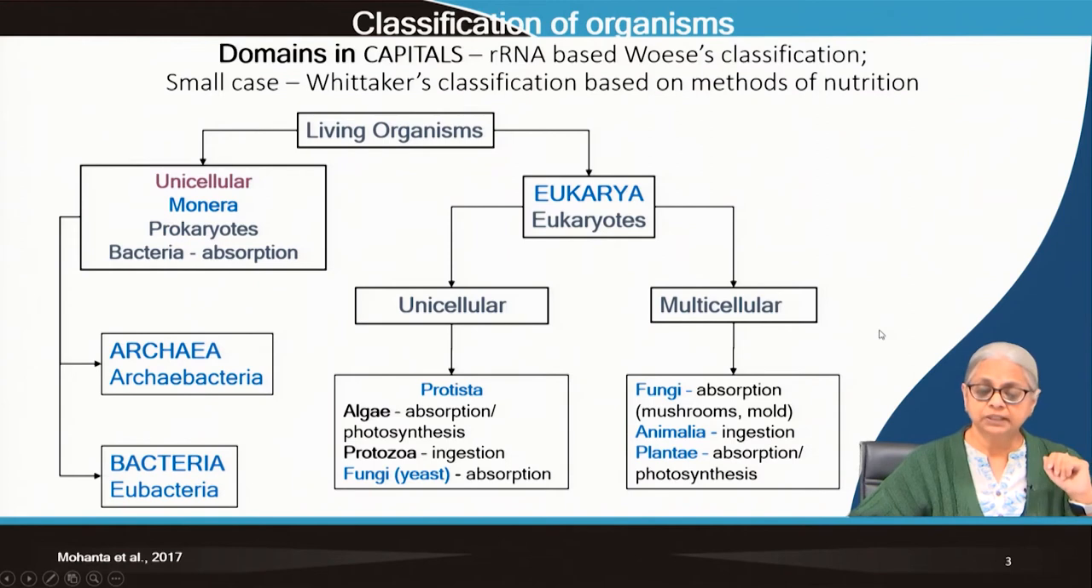Then you have multicellular organisms, which can have fungi. So when you have your mushrooms next time, you know that you're dealing with a multicellular eukaryote. Mold can be both, so there are different types of molds. And then you have plants and animals that we all see around us. So this is the broad classification based on Whittaker's classification, and that's based on methods of nutrition.